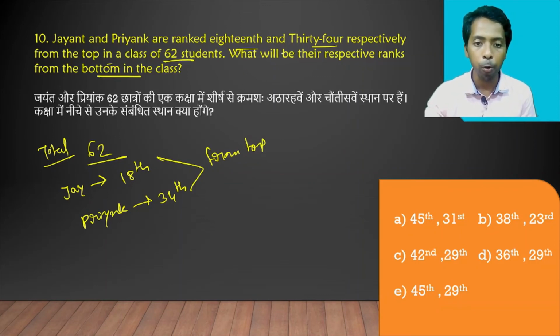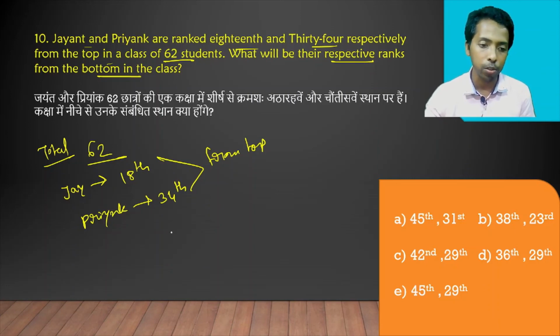So keep one thing in mind, that it is talking about their respective ranks. That means whatever way it's given, you have to answer in that manner only. That means Jayant and Priyank, in that order. Whatever be the answer in the options, it hardly matters because every option is different. Let's solve it out first.